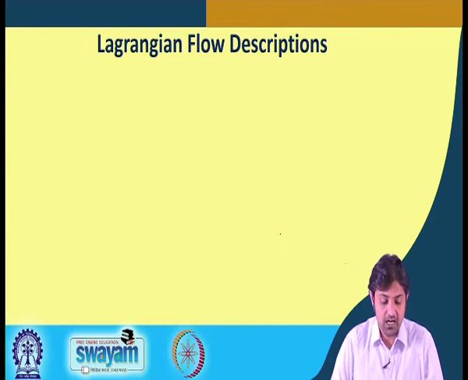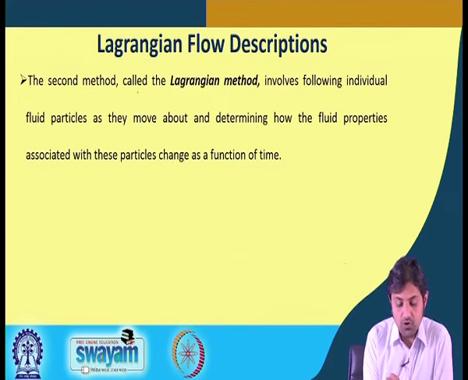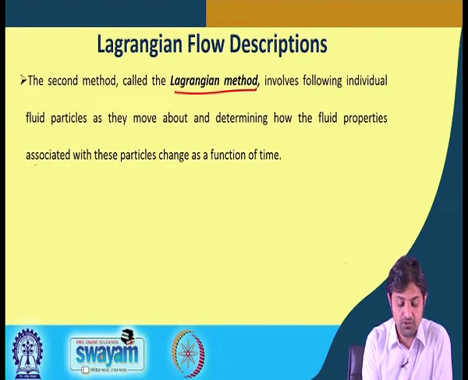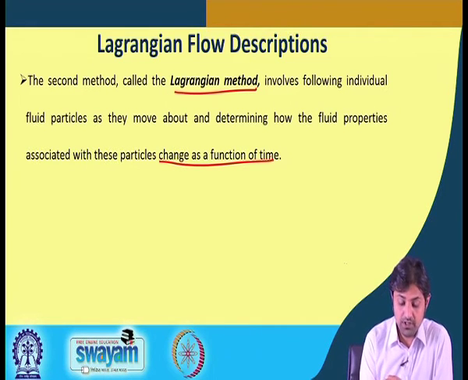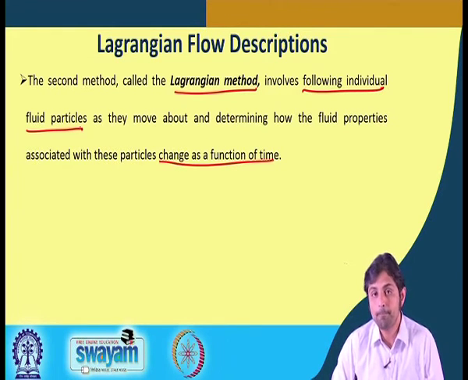Now, what is Lagrangian flow description? The second method, called the Lagrangian method, involves following individual fluid particles as they move about and determining how the fluid properties associated with these particles change as a function of time. So the key component is following the individual fluid particles. Our frame of reference is fixed at one of the particles that is moving. That means it could be a non-Newtonian frame of reference.